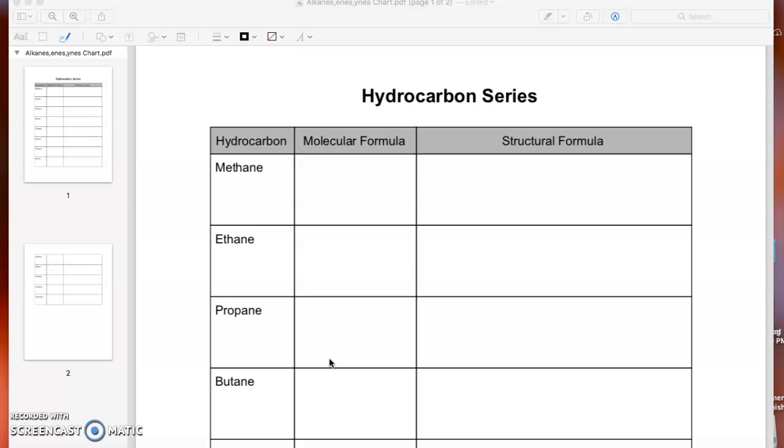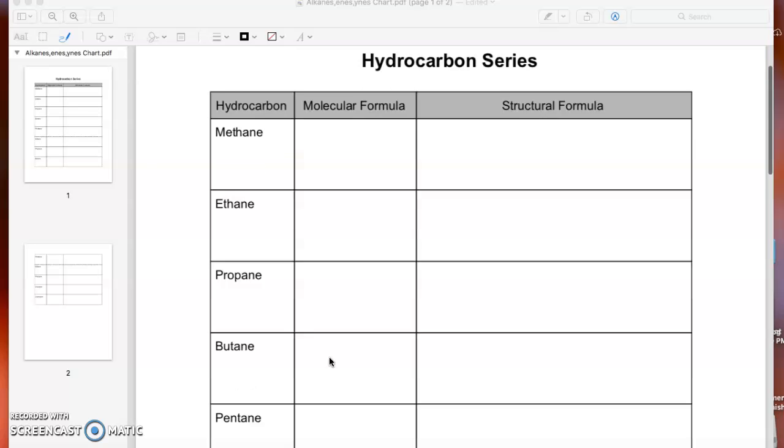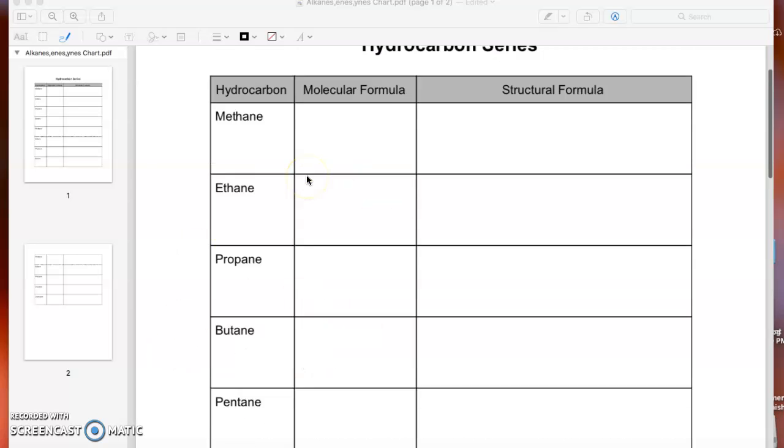Okay, so I'm going to start with this first worksheet. If you understand this worksheet that we did together, then you can skip to the next one. But this is just hydrocarbons. Shorter chains, we just go up to 5 for each type.